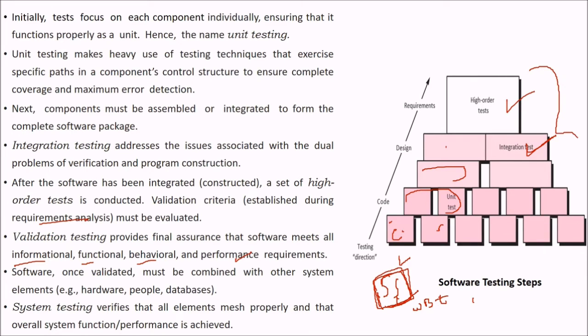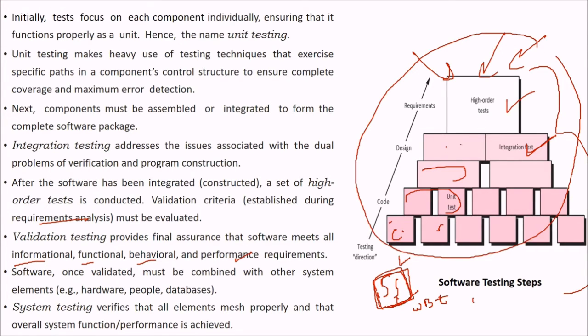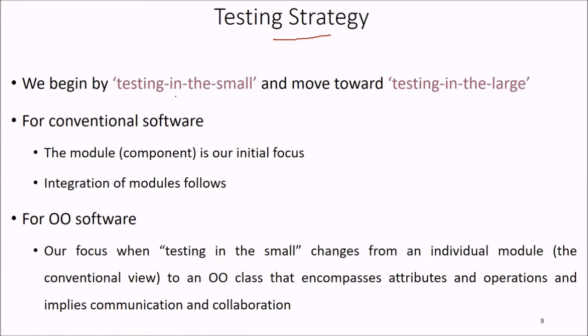The software, once it is validated, is combined with the hardware, the people, the databases, etc. And then the system testing as a whole checks whether all elements mesh properly, and whether the overall system function and performance is achieved or not. So in the testing strategy, we begin testing in the small, that is, we started with the unit, and we move toward testing in the large, that means as a system. There are two ways we can think of: in terms of conventional software, like the structural approach, and in terms of object-oriented software.